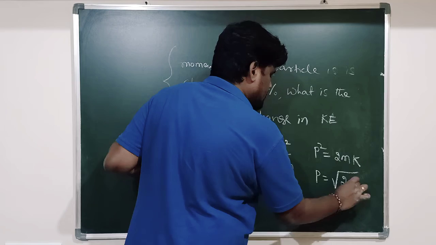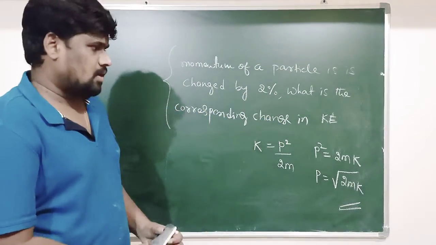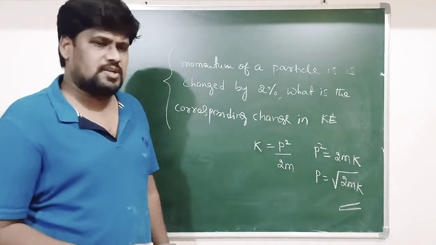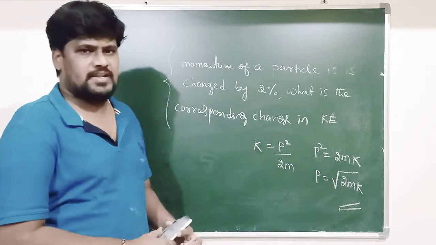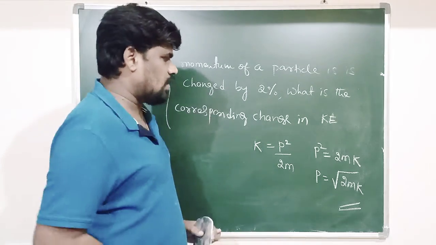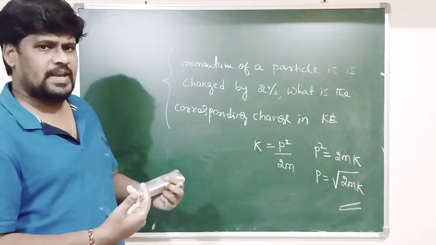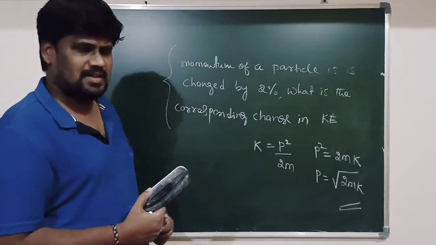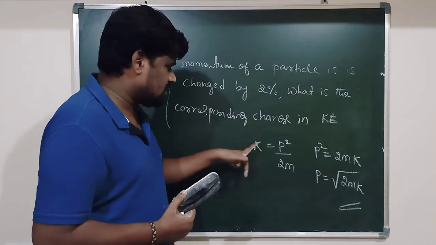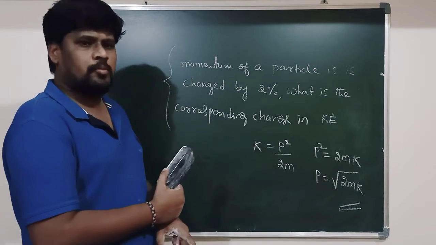P is equal to root of 2mk. This formula is used to estimate the value of the momentum when you know the kinetic energy. We will call this the energy-momentum relation. Generally, you know very well the mass of the moving body will be constant. So if mass is constant, the kinetic energy is directly proportional to the square of the momentum.